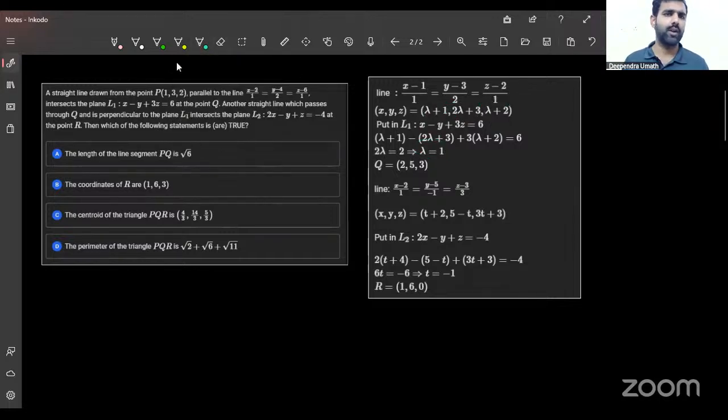That is what I was talking about. So you have Q now, right? So the line intersected the plane at Q. So that's your Q now, and Q has the coordinates 2, 5, 3. I hope you are clear with this.